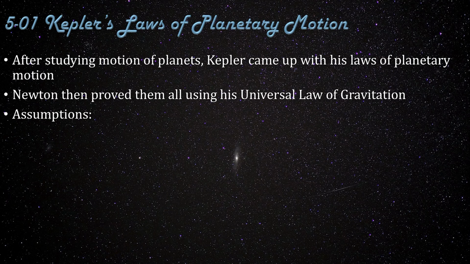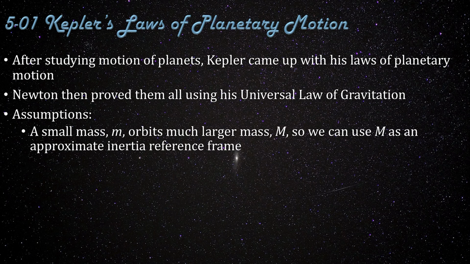So our assumptions. We have a small mass m that orbits a much larger mass, capital M. So we can use capital M as an approximate inertial reference frame. Also, we're assuming the system is isolated.